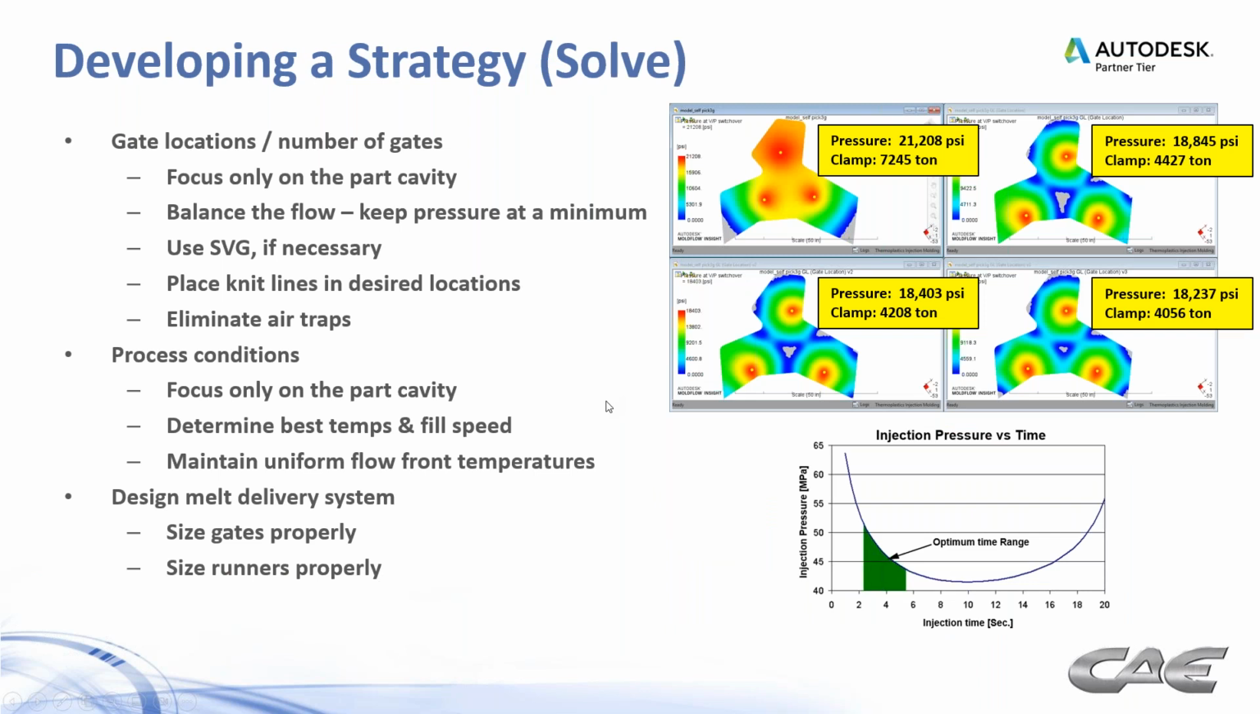So again, we start off with getting the results right, making sure we have a good simulation model, which helps us to identify any number of problems that we see in filling, and we listed out several of them. And now we've got to develop a strategy to solve the problem, or in the case of a mold that's not built yet, to avoid the problem. So we start off with gate locations and determining not only where they are, but how many we need.